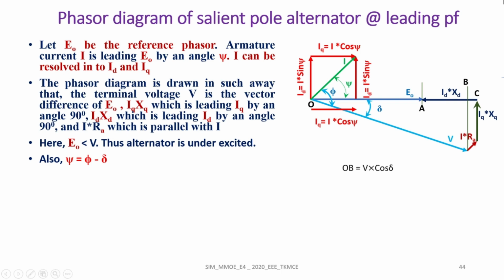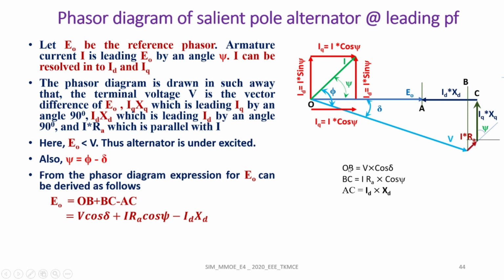And in order to obtain the length BC, let's consider the small right angle triangle with I into RA as hypotenuse, and this angle is psi. Therefore BC, which is the adjacent side of that right angle triangle, is obtained as I into RA cos psi. As I cos psi is equal to IQ, BC can be written as IQRA, and the length AC is already known, that is IDXD. So from this phasor diagram, E0 can be written as OC minus AC. What is OC? OC is equal to OB plus BC.